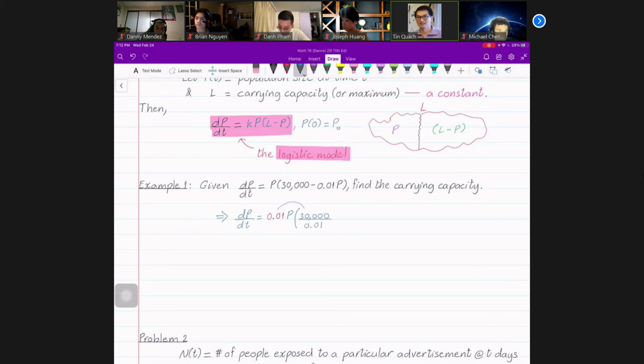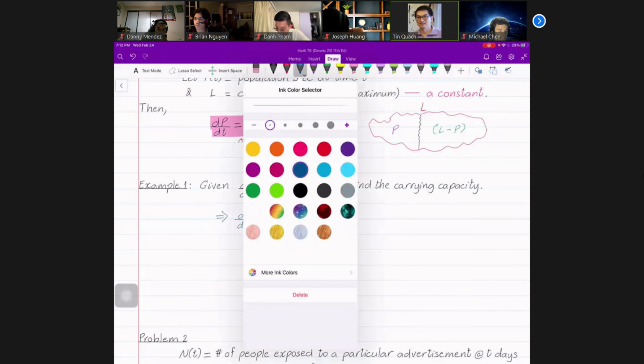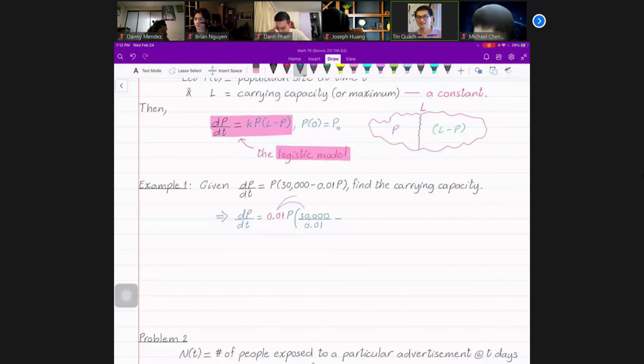This is arithmetic, right? So don't think too hard. This is not differential equations. Minus 0.01 times what will give you P?